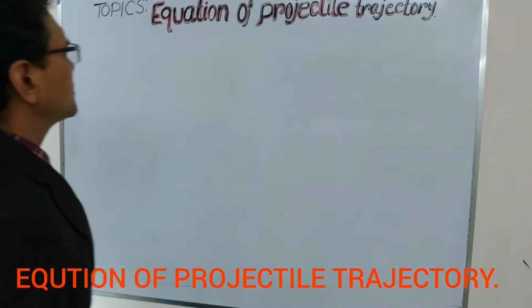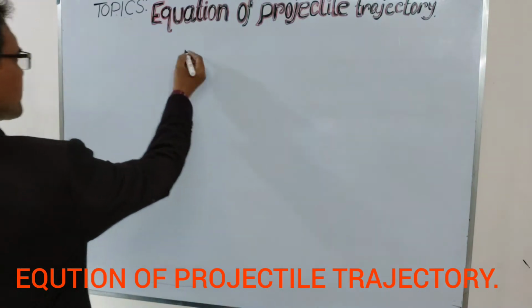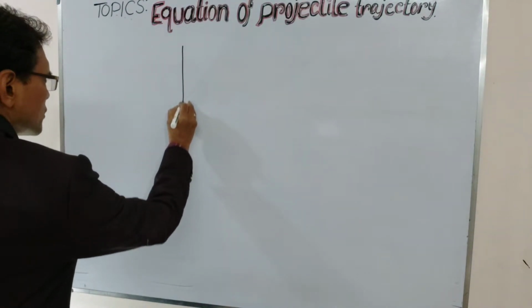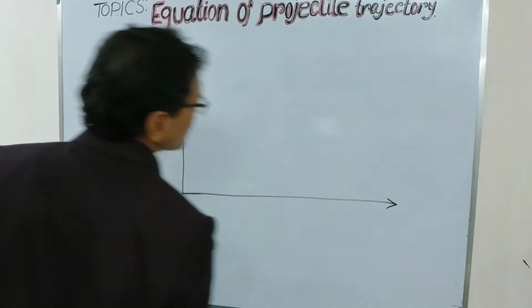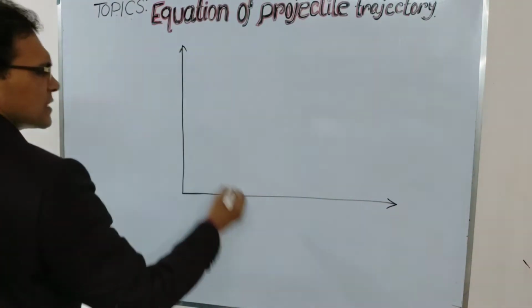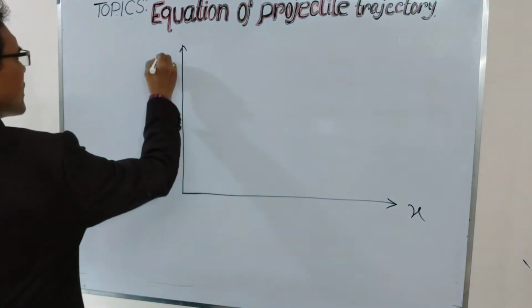Today in this class I will discuss the equation of projectile trajectory. Now let's start the class. Equation means the path. Equation contains x and y, so we take this as the x axis and y axis.